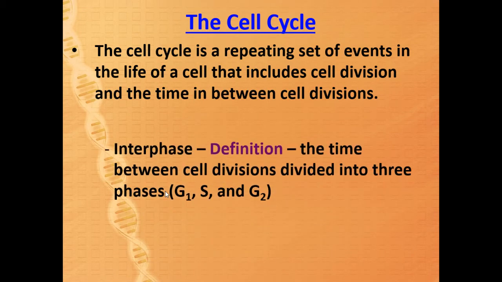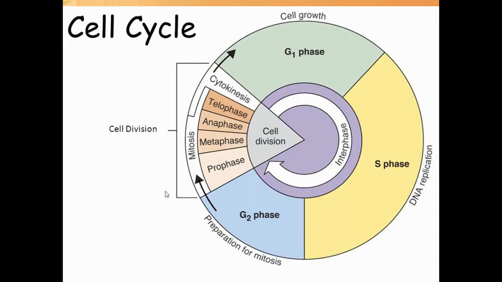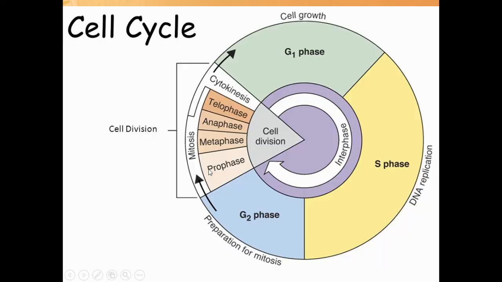Interphase is the time between cell divisions. It's divided into 3 different phases, the G1, the S, and the G2. And you can see that the cell spends the majority of its time in these 3 phases before cell division. Just this tiny little chunk is cell division. Everything else is interphase.